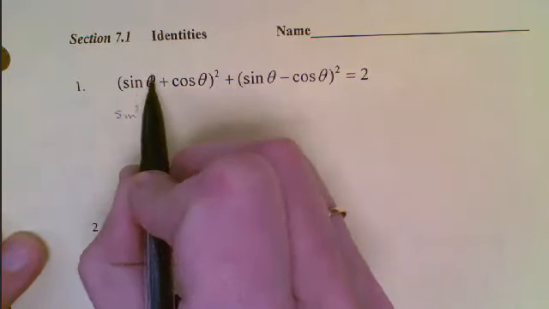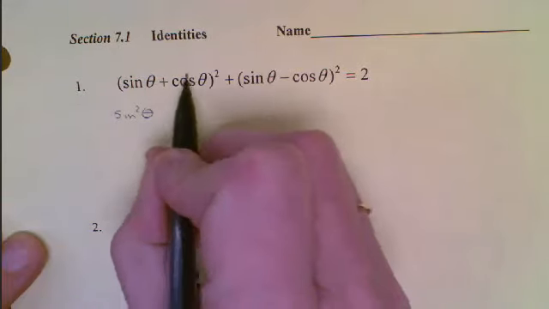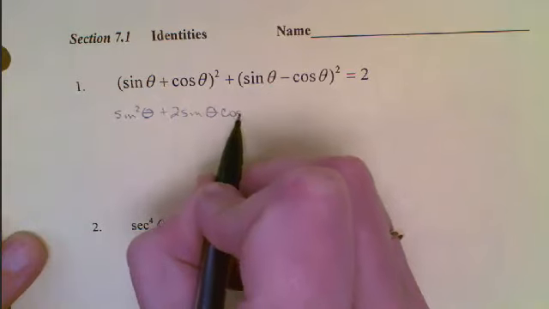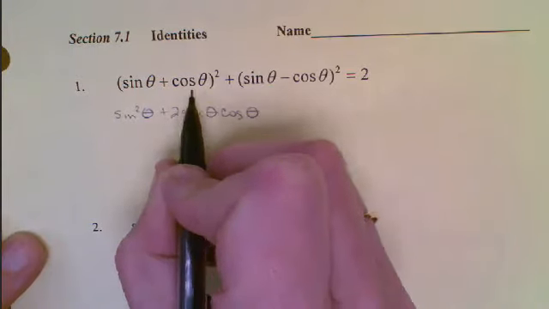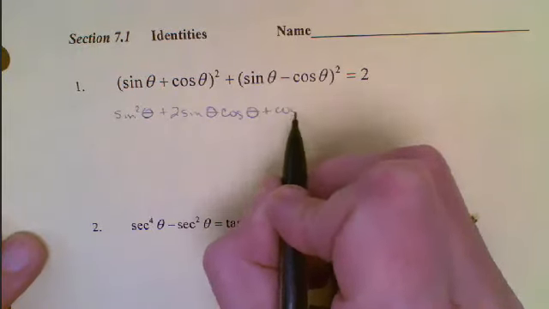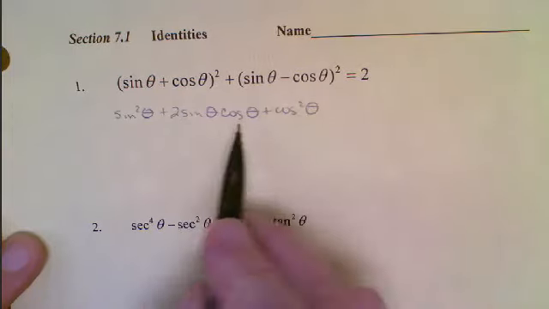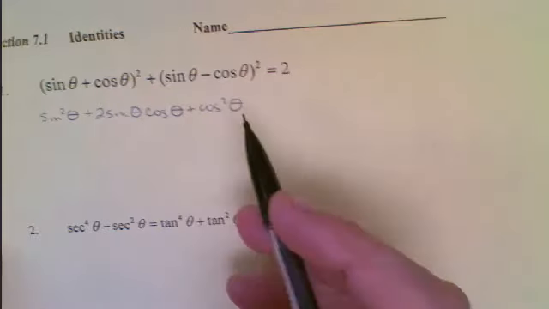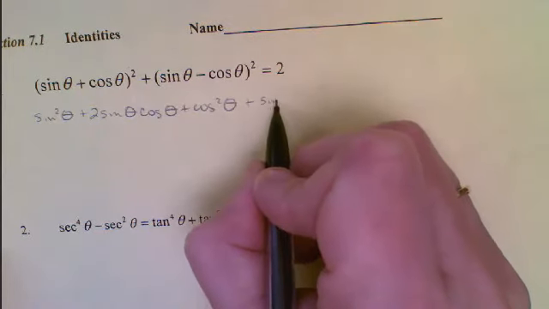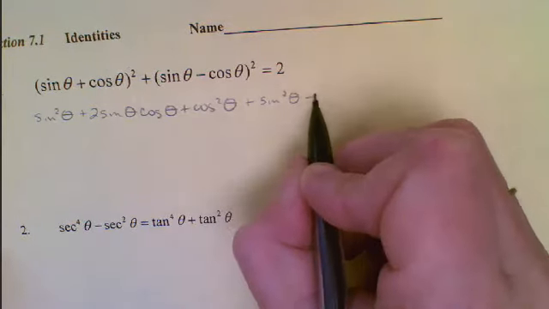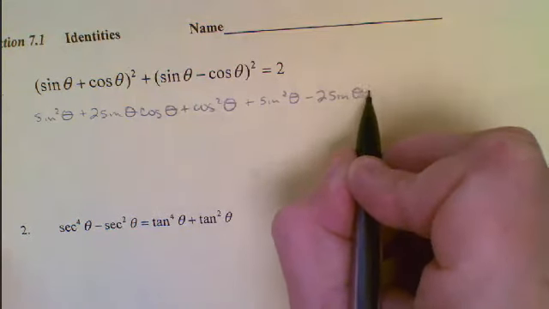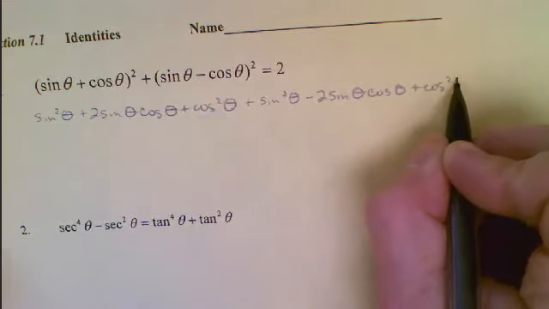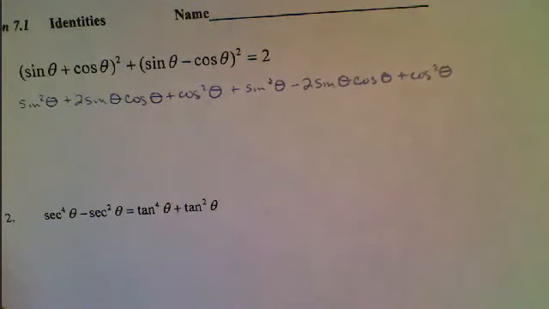I can do that without having to show all that work. I know I'm going to get sine squared. My outer and inner product, I'm going to get 2 sine theta cosine theta. And then when I take the last terms, I'm going to get cosine squared theta. So that's what you get when you FOIL out the first one. If you FOIL out the second one, you're also going to get a sine squared theta, a minus 2 sine theta cosine theta, and a plus cosine squared theta. That's what you get for the second one.